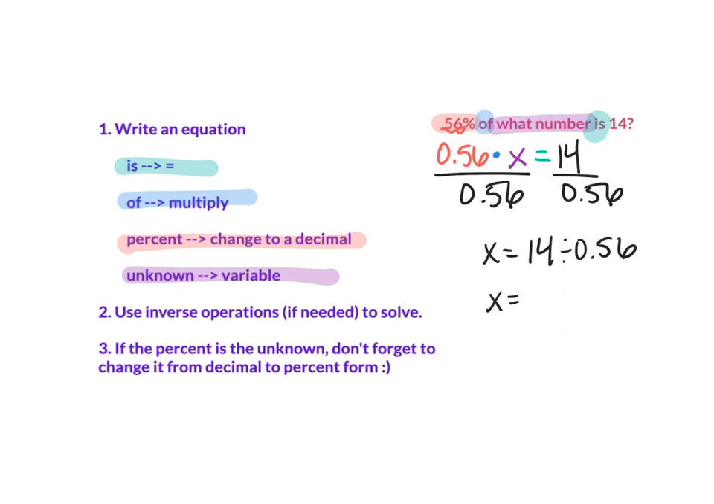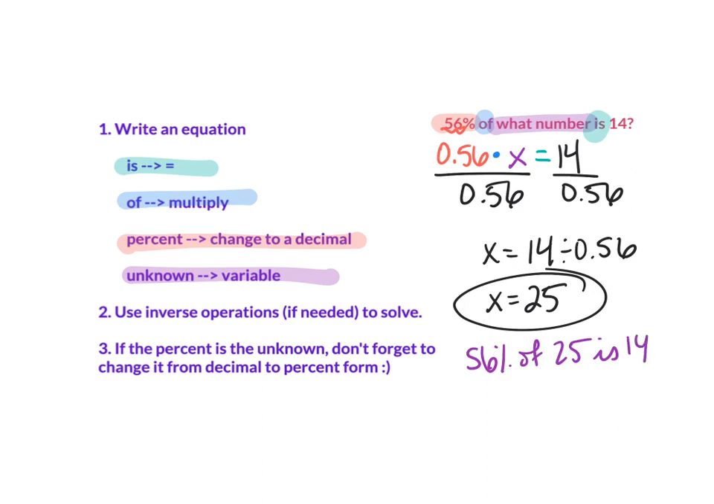When you do that in your calculator and you're careful with the order of your division, you get that x is 25. Now I could go back and plug that in. I could go back and say 56% of what number, 25, is 14. When you do that, you will get the same answer. Change your percent to a decimal, multiply, and that is a true statement.